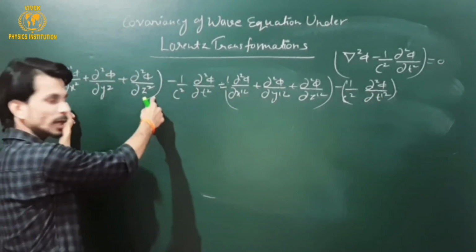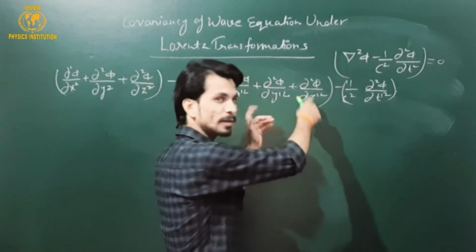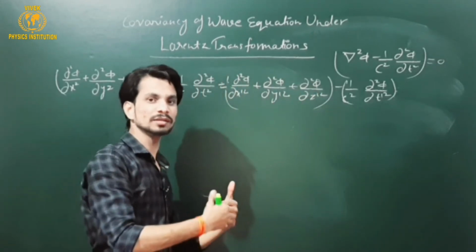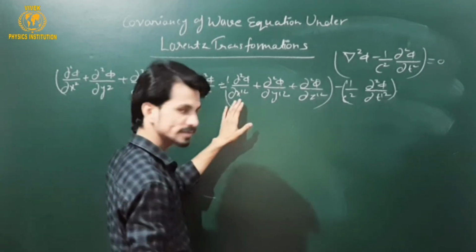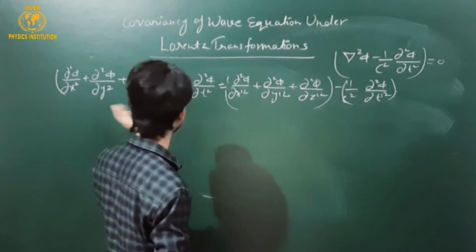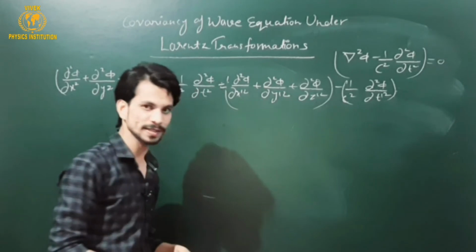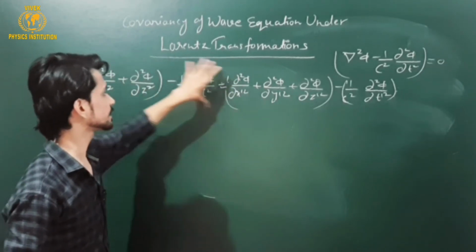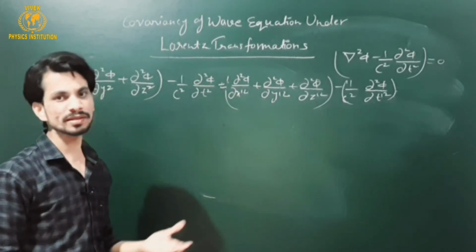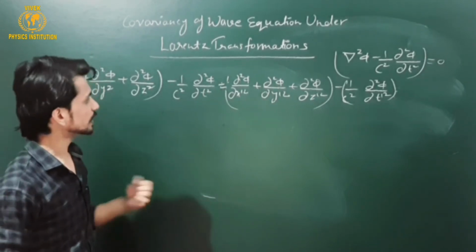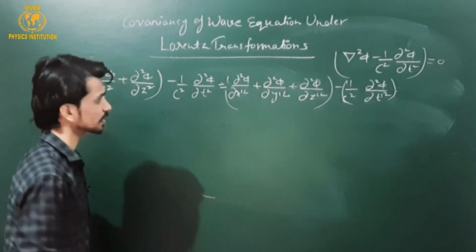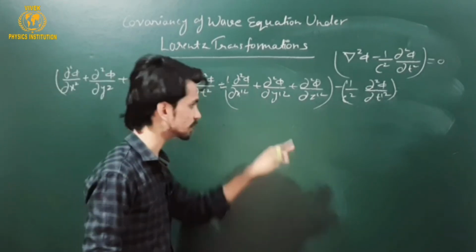This one is for del square, but for another kind of space-time coordinates: x is replaced by x dash, y by y dash, and z by z dash. So if I get this form, the simple meaning is that it is covariant under the Lorentz transformation. Okay, so let us take a general view on the derivation of this particular phenomenon.